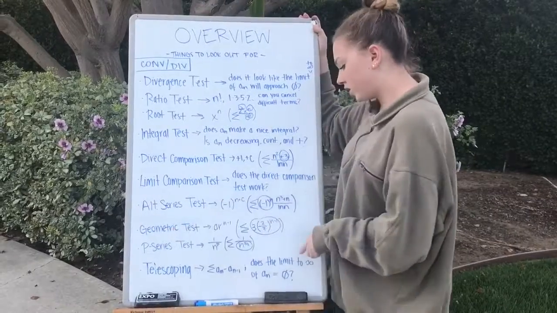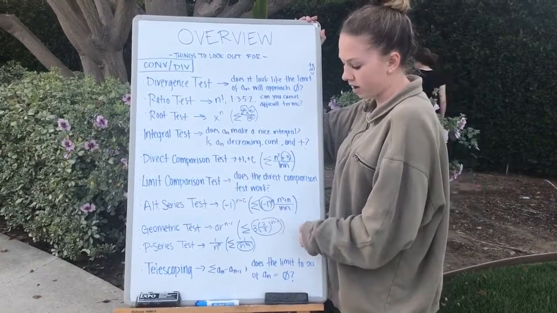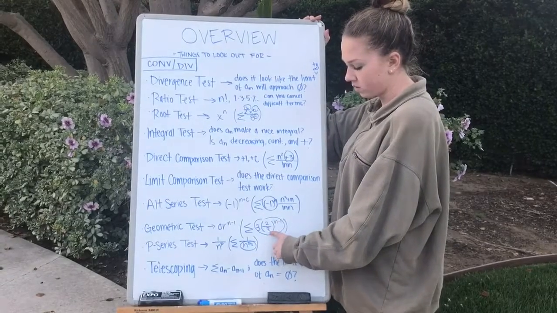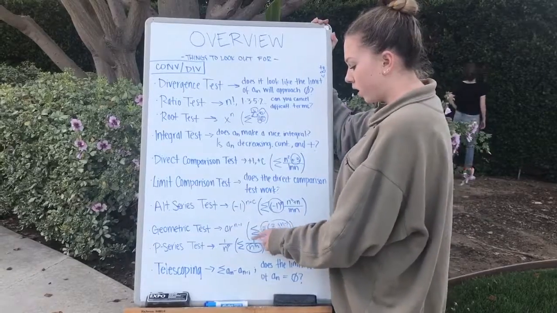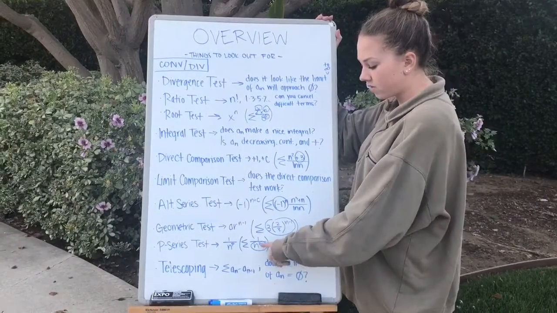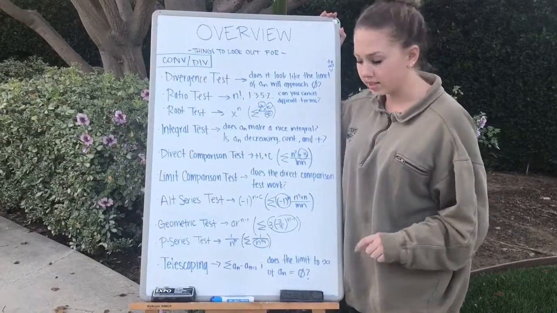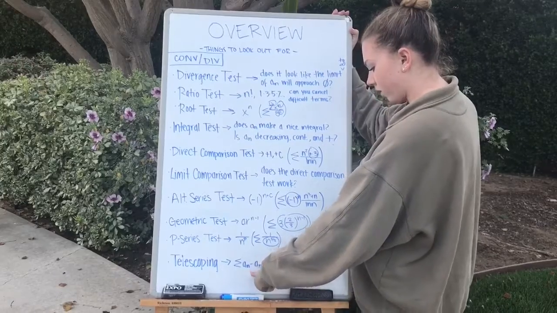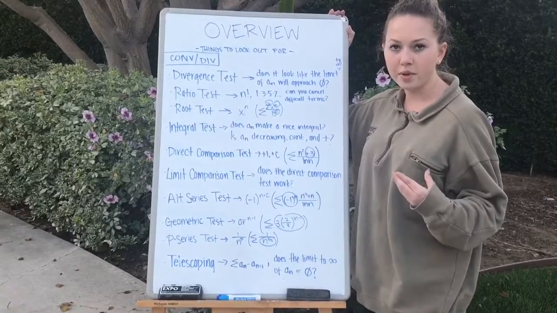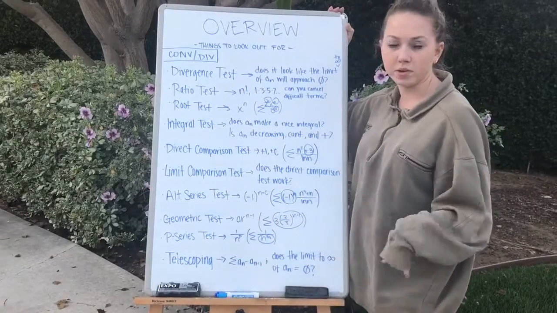And for the geometric test, when it's a number to the power of n, then you can find convergence or divergence depending on whether this is greater than or less than 1. And for the p-series, if it's 1 over n to a number, you can find convergence or divergence depending on whether this number is greater than or less than 1. And telescoping, if the limit of this one is equal to 0, the first term minus another one is 0, then it's convergent, and then you can find the sum by canceling out terms. So yeah.